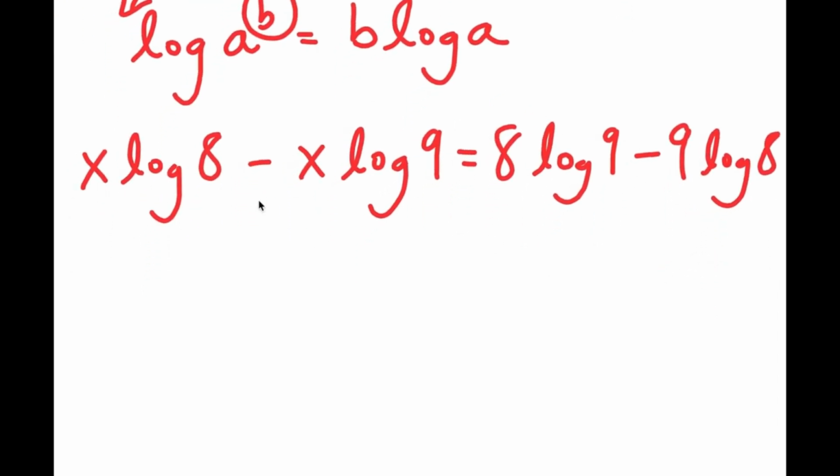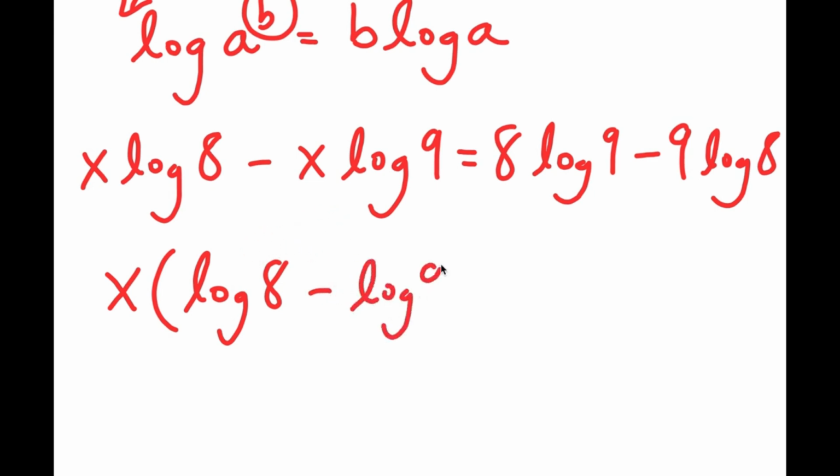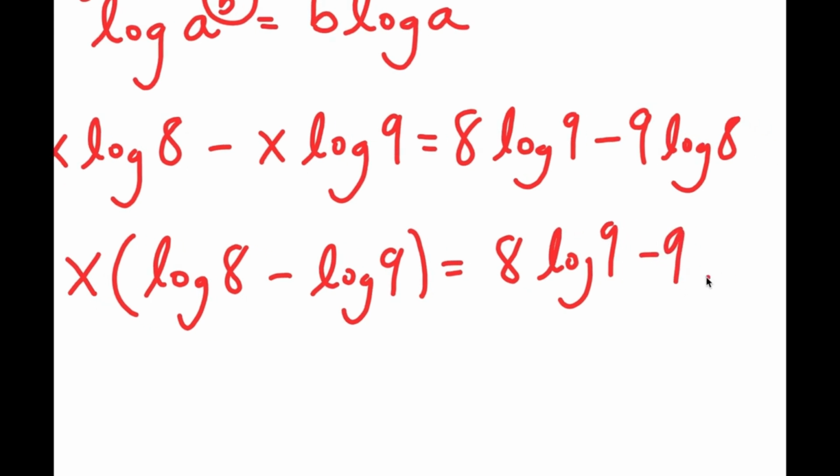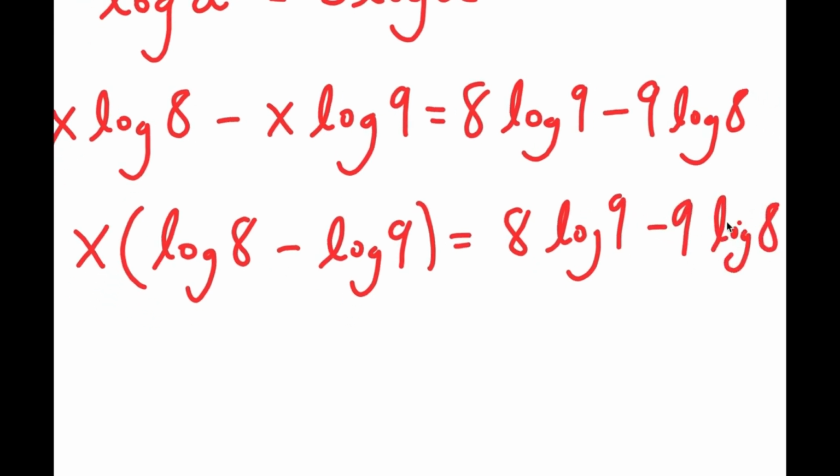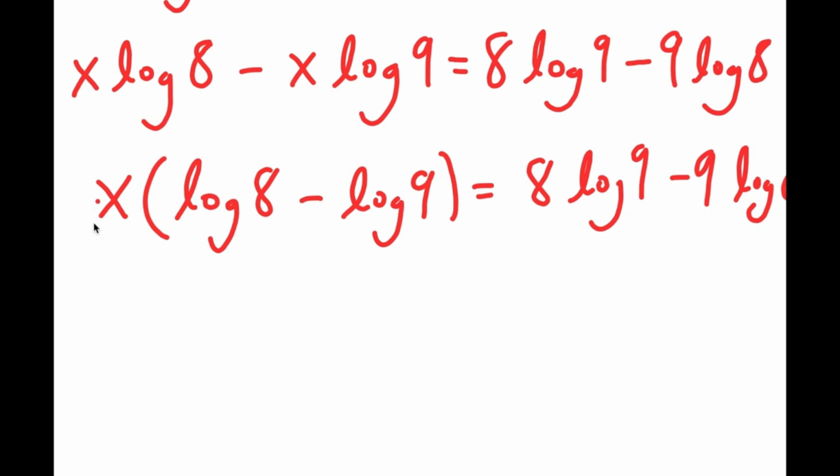Now, because both of these terms have x in them, I can simply factor out x. So I get x times log 8 minus log 9 is equal to 8 times log 9 minus 9 times log 8. Now, we obviously want to find the value of x, and the only way to do that is to get rid of this log 8 minus log 9 by dividing both sides by log 8 minus log 9.